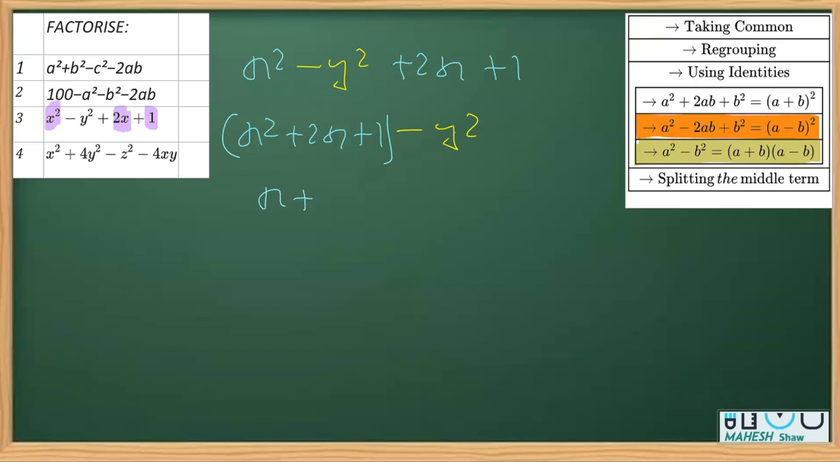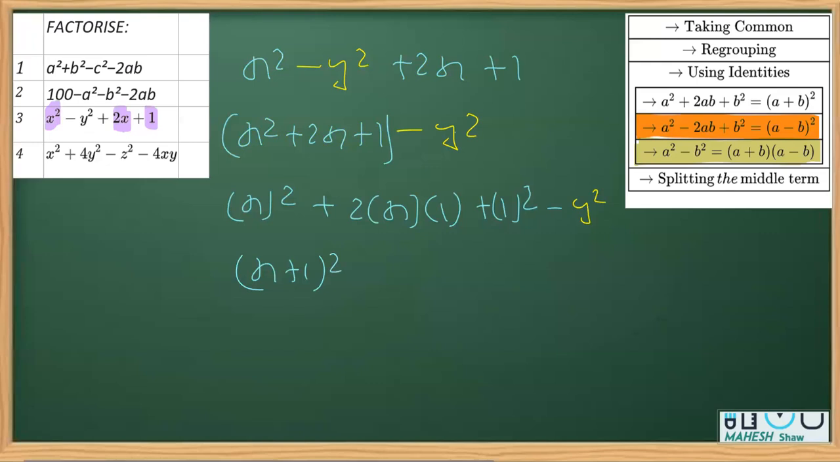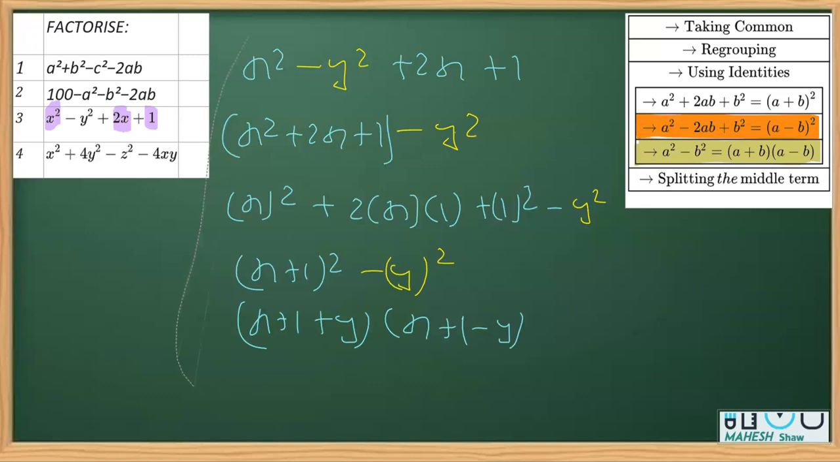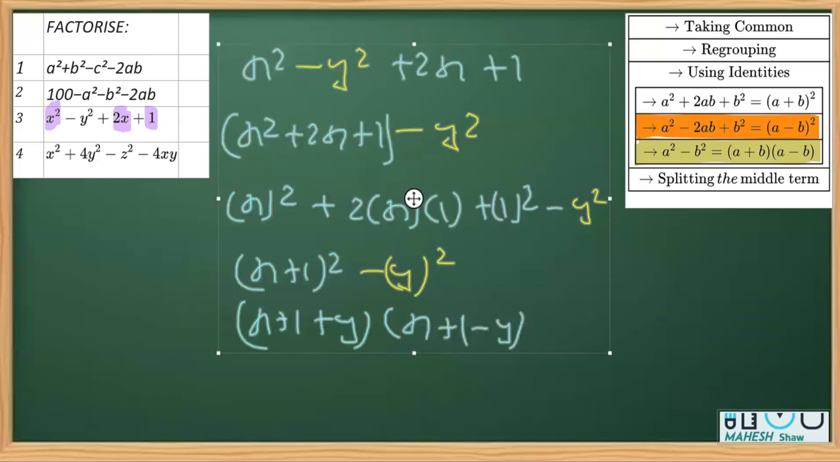Clearly, this is a plus b whole square. We need to express this in this identity form, plus 2 times x into 1 plus 1 whole square, and then minus y square. Now I can write the first part as x plus 1 whole square, and this being minus y square. Now, I will be applying this identity of a plus b into a minus b. That is a plus b, and a is this whole thing, x plus 1, minus b. This is the working for the third part.